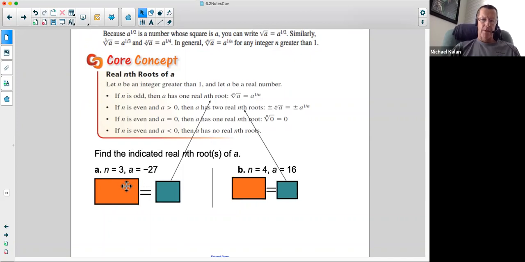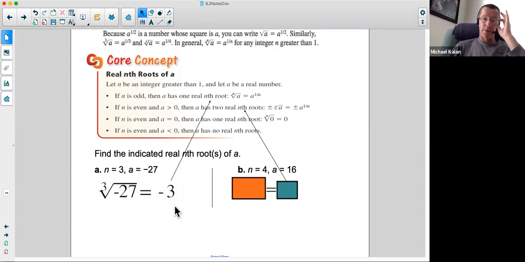Okay, so here's an example of that. We're going to have a as negative 27. Our root is 3, so we would write this as the cube root of negative 27. Well, what's the only kind of number where if we multiply it by itself 3 times, we can get a negative? That tells you it's going to have to be a negative. And hopefully you said it's negative 3, right? So notice positive 3 doesn't work for that, right? Positive 3 cubed is equal to positive 27. Okay.